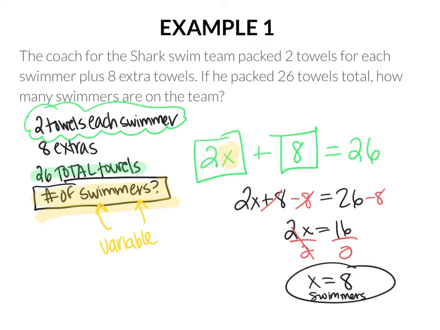And I can check my answer with the original problem. The coach for the shark team packed 2 towels for each swimmer, so that's 2 times 8, which is 16 towels. Then he packed 8 extras, so plus 8. That should give me 26 towels total, which it does, so I know I did my problem correctly.